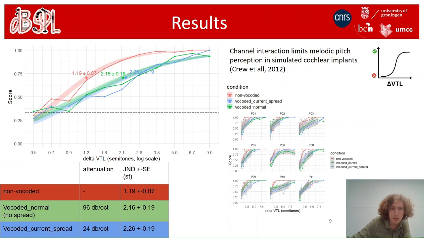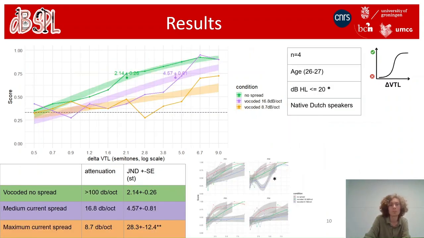So we did a follow-up study. We changed our filters, and you can see now that the JNDs go up. For a medium amount of current spread, we chose 16.8. We get about 4.6 JND, and for maximum current spread, even higher.